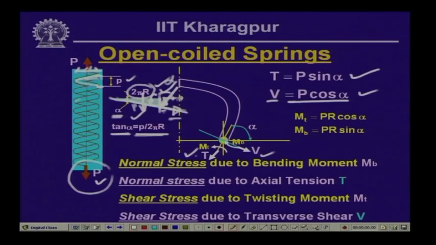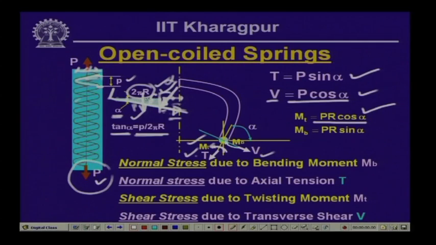Now, if we take the component of that moment along this position of the spring coil and perpendicular to it, along the member, the component of this moment, which is P r cos alpha, will be introducing a twisting moment in the wire. So, this is the action of the moment which we have defined as M t, which is equal to P r cos alpha.